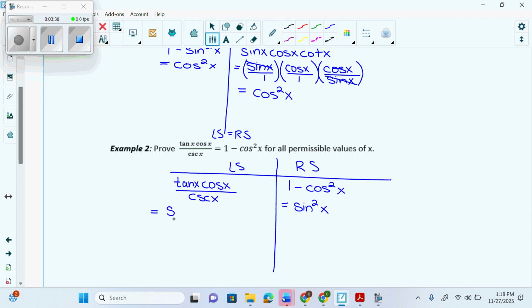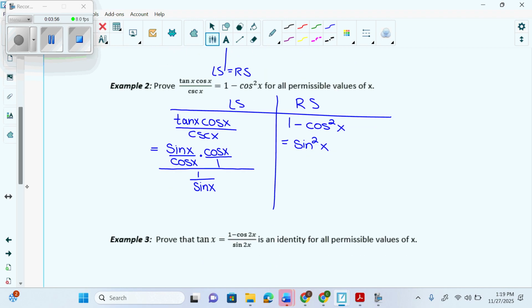So tan x is sine x over cos x times cos x over 1. And then I get a big fraction as 1 over sine x. Okay. There are some people that are good with visualizing dividing by fractions, like multiplying by the reciprocal, and they can do it all in their heads. Then there are a lot more people who can't. So don't. This cos x and this cos x can cancel, and then I'm left with sine x over 1 divided by 1 over sine x.